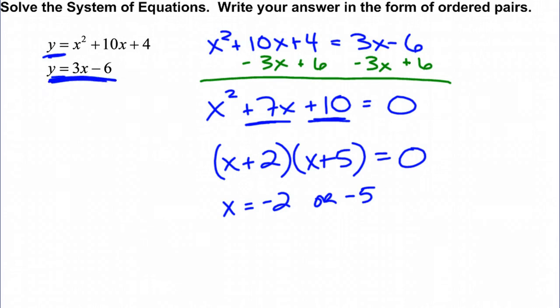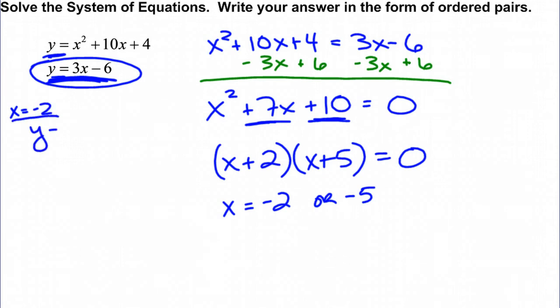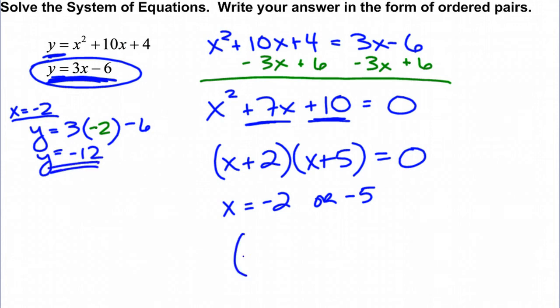So what we're going to do is take those values and plug them in to one of the equations. I'm taking y equals 3x minus 6 because it's the simpler of the two. You can plug it into the other one if you like. But if x is equal to negative 2, we plug that in and we get y is equal to 3 times negative 2 minus 6. Well, 3 times negative 2 minus 6 is negative 6 minus 6, so y is negative 12. So that gives us 1 point, negative 2, negative 12.